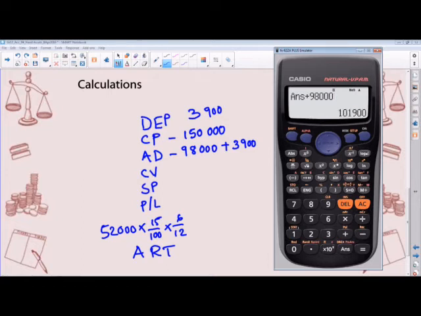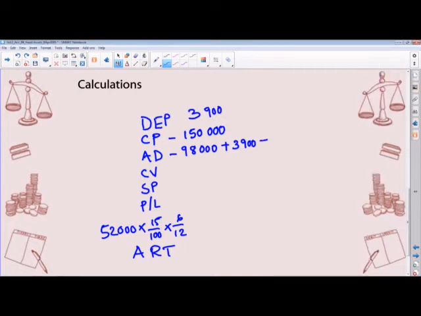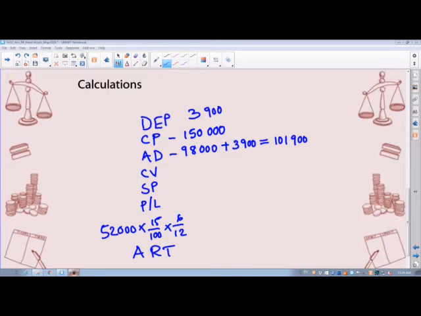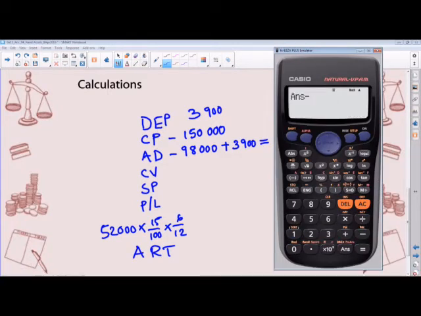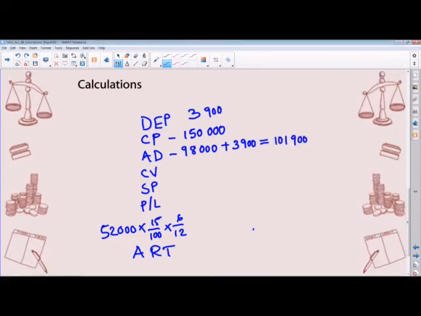Okay? That is equal to 101,900. Okay? Once again, take your 101,900 minus 150,000 to give you a figure of 48,100. Carrying value, 48,100. Okay, what have I done? I've established my depreciation for my current year. I've added it to my accumulated depreciation to give me the new carrying value at the time of disposal.